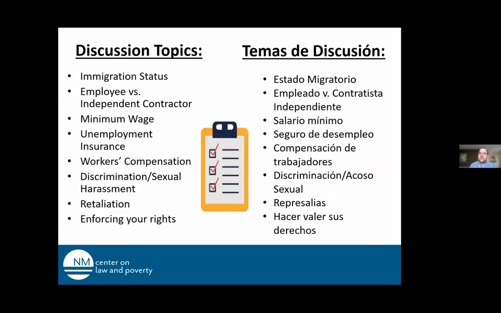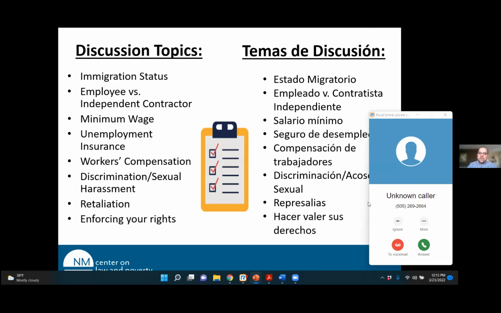Today, I'll be focusing on several rights that agricultural workers have. These rights and the different topics that we'll be discussing are immigration status, the difference between employee versus independent contractor and why it matters, the minimum wage, unemployment insurance, workers' compensation, and a few other topics that you see listed here. I'll be discussing these topics because it's important that all agricultural workers know their rights, but it's also important that those advocates that work with those agricultural workers understand these rights. Many times there's a lot of confusing or misleading information about what agricultural workers actually have the right to in this country.